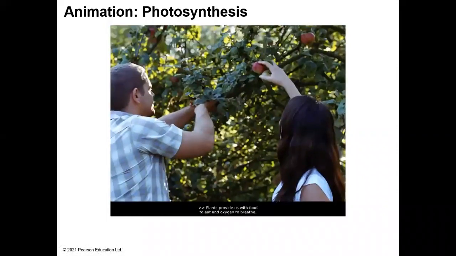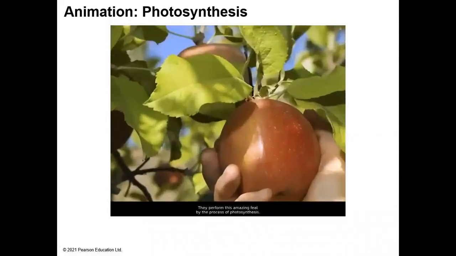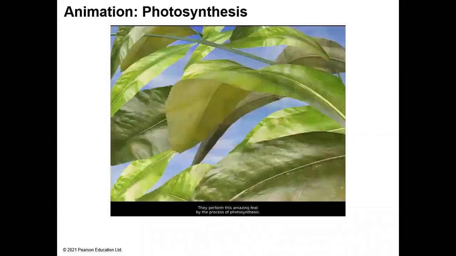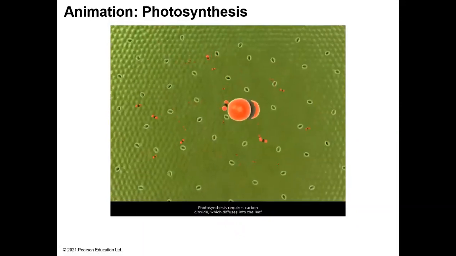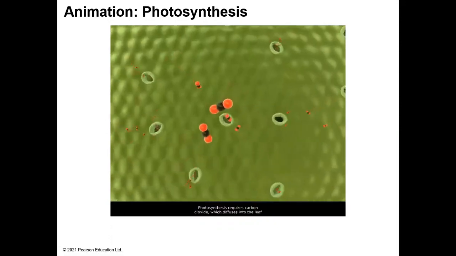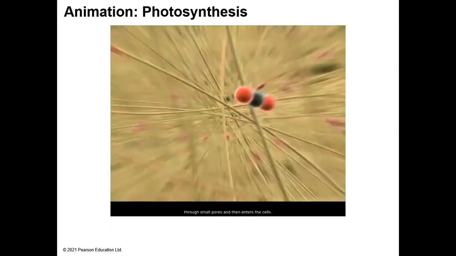Plants provide us with food to eat and oxygen to breathe. They perform this amazing feat by the process of photosynthesis. Let's take a closer look. Photosynthesis requires carbon dioxide, which diffuses into the leaf through small pores and then enters the cells.